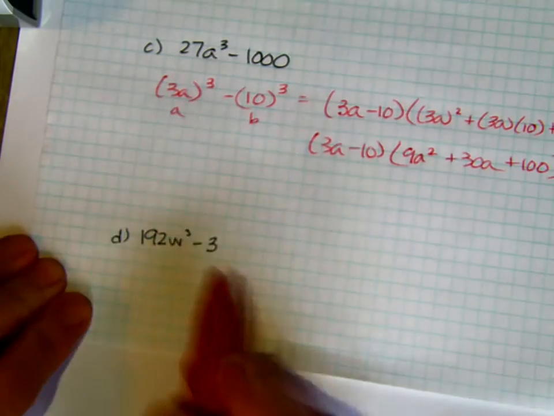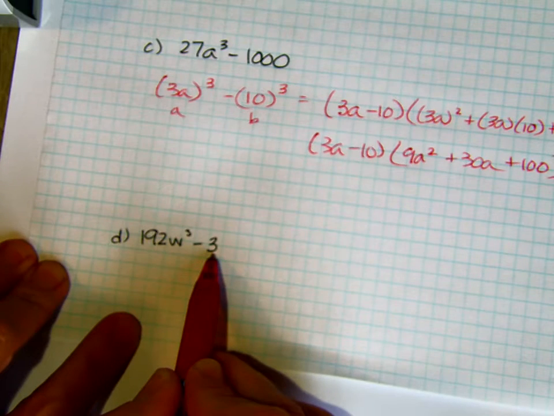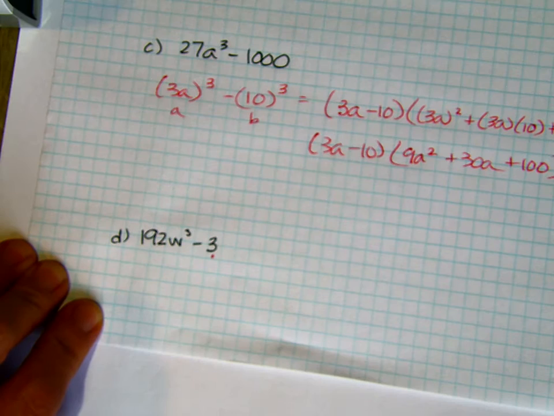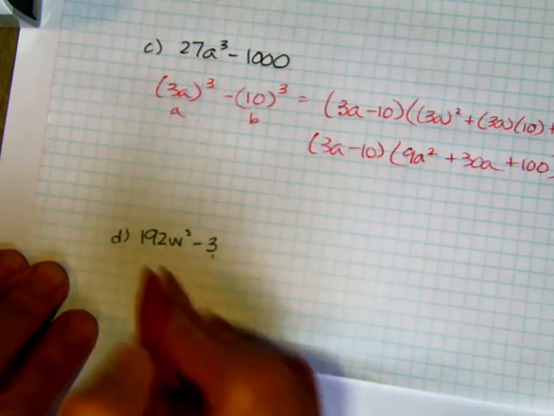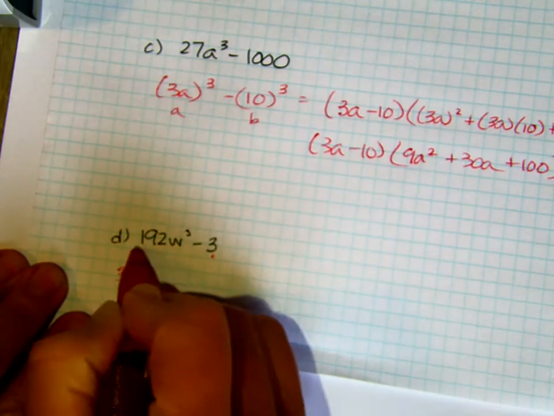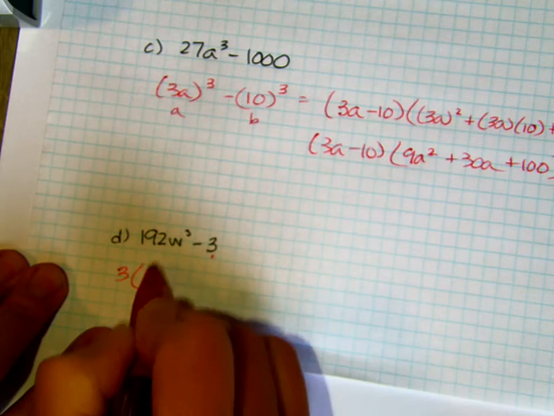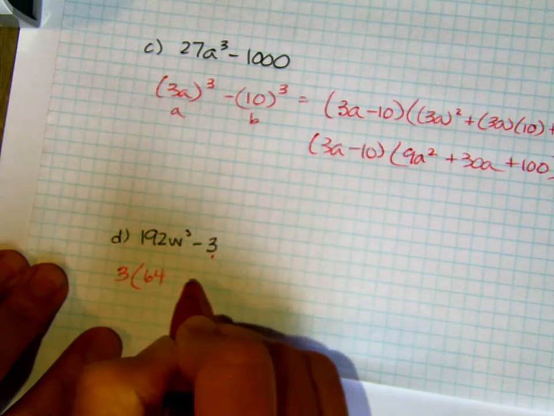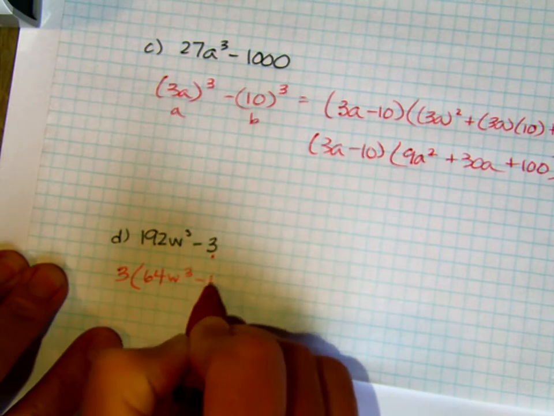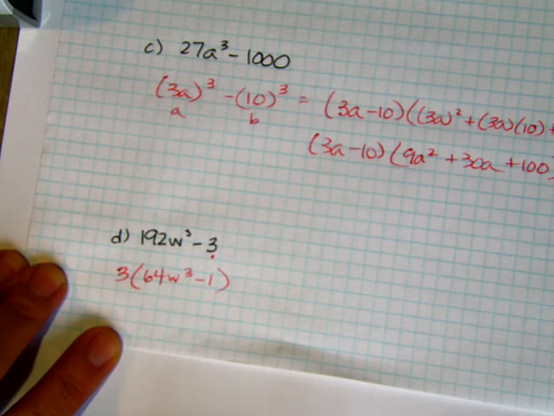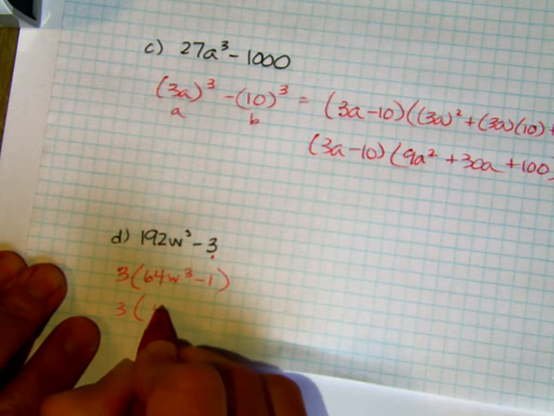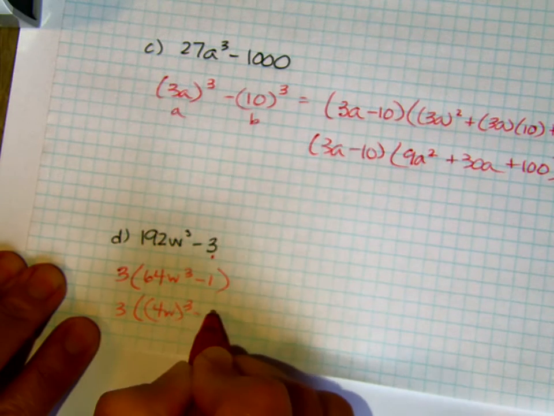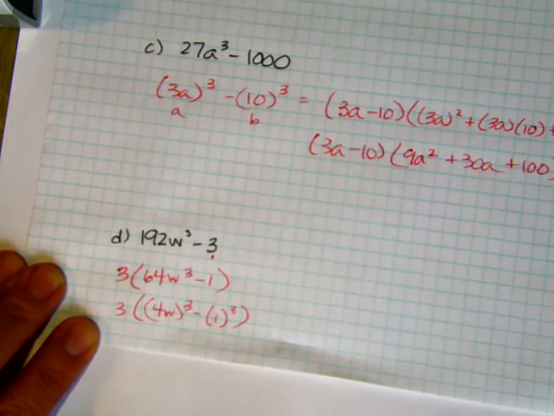And then what happens? Look at this one. Is that a perfect cube? No, it's 3 times 1, but it's nothing. It's not something times itself, times itself, times itself. So I'm going to think, oh, I must be able to factor a 3 out here. So 3 goes into 192, 64 times. That's looking a lot better because now 64, that's a cube. So this is actually a 3 times a 4w cubed minus a 1 cubed.